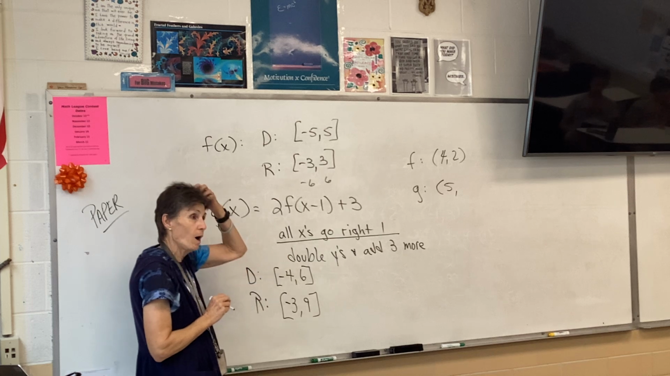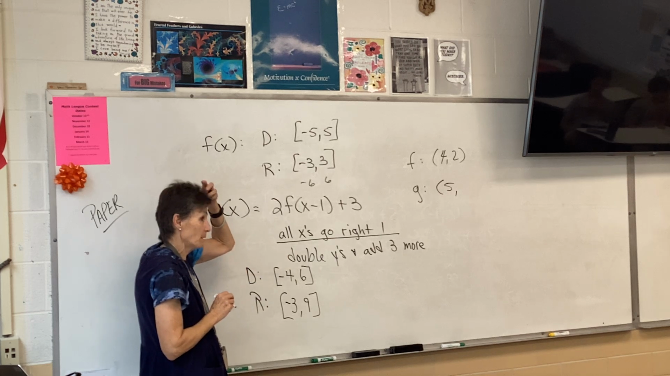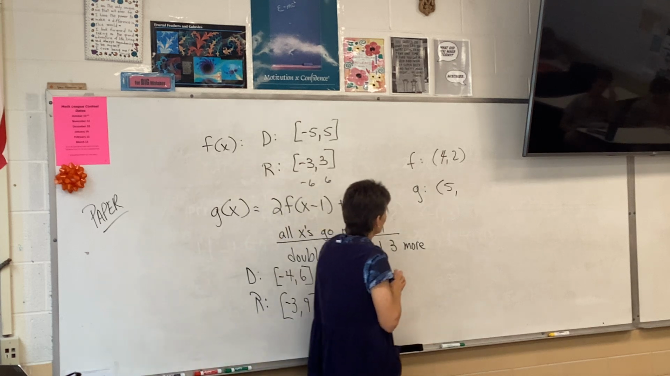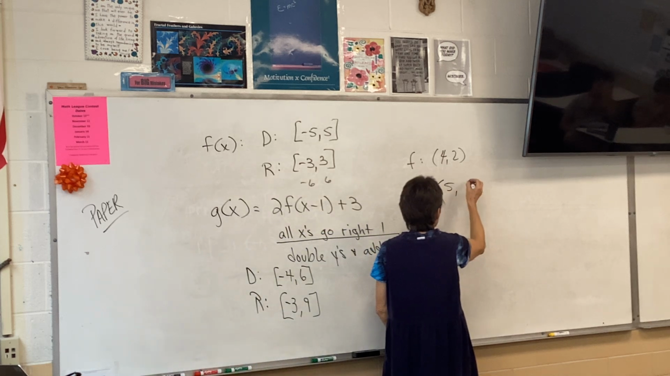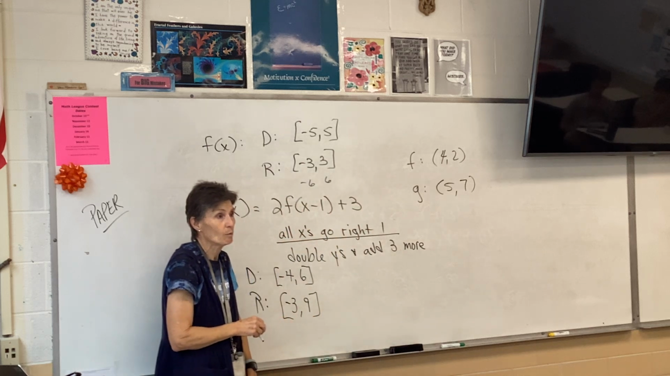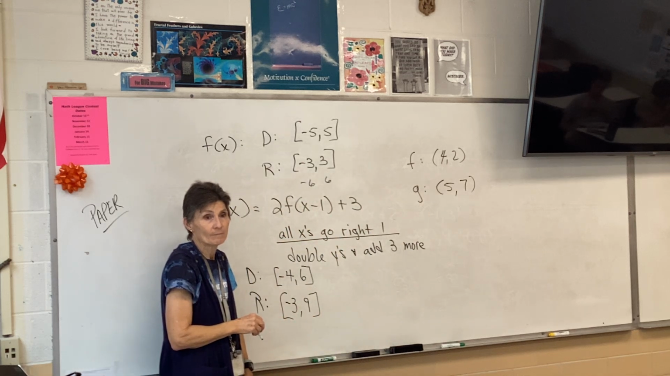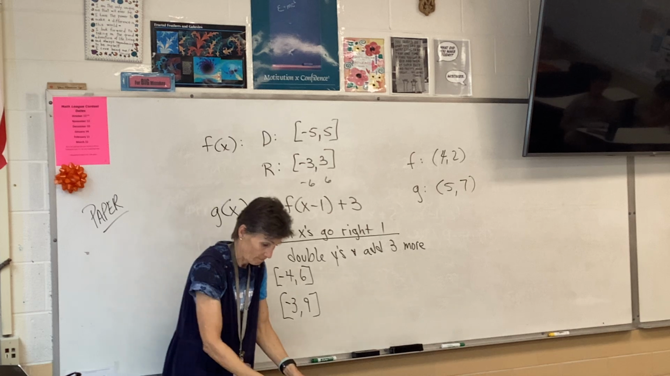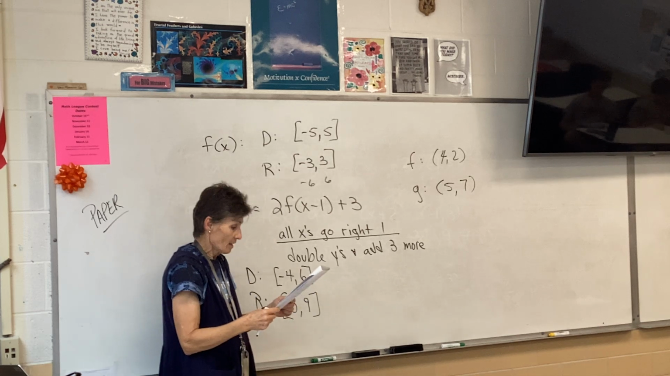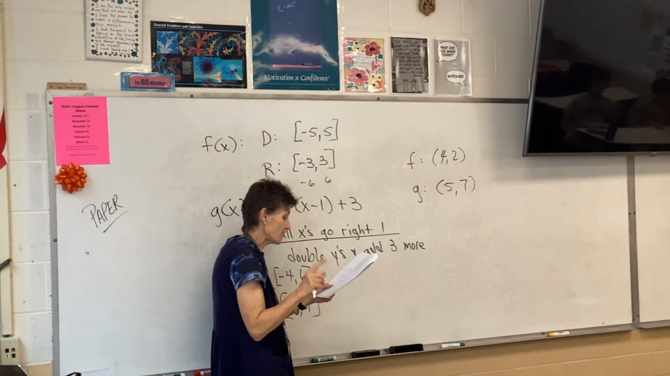Now what are we doing to the y's? We're doubling them and adding 3. So that would be, let's see, double that would be 4, 7 would be the corresponding point on the graph. So far this seems easy enough. All right, find G of 0.